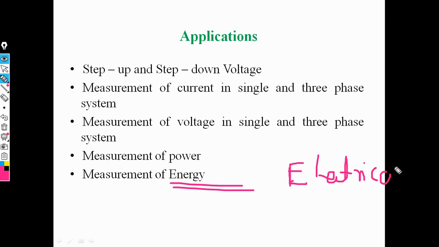Now these are the applications of a transformer: measure and change the voltage level, that is step up, step down, measurement of current, measurement of voltage in single phase and three phase systems, then also measuring power, and also measuring energy. Now these are the applications of a transformer.